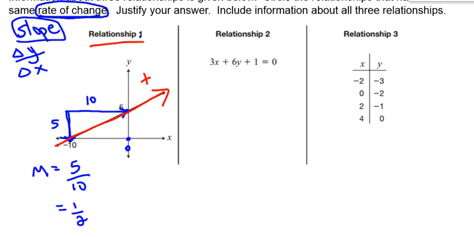Let's talk about relationship 2. So relationship 2 is given to me as a standard form equation, and I need to find the slope. And the most common way of finding the slope is to rearrange the equation into slope-intercept form, because in slope-intercept form, that m is the slope. You'll notice I used m over here because that's slope. So I need to rearrange this standard equation into y equals mx plus b.